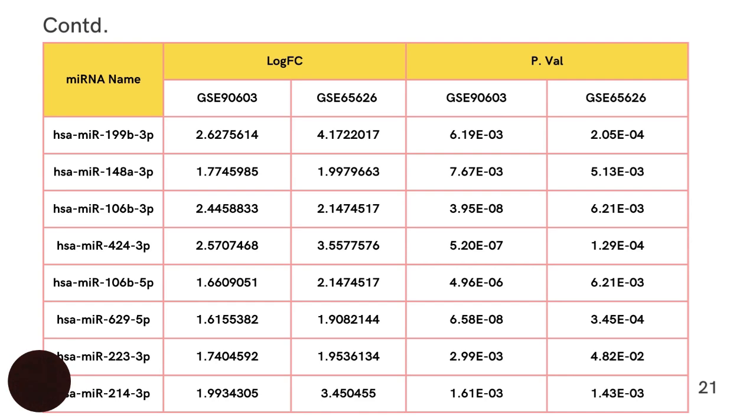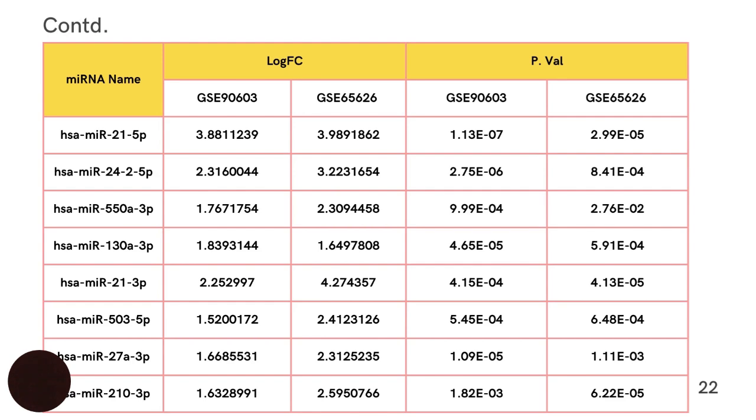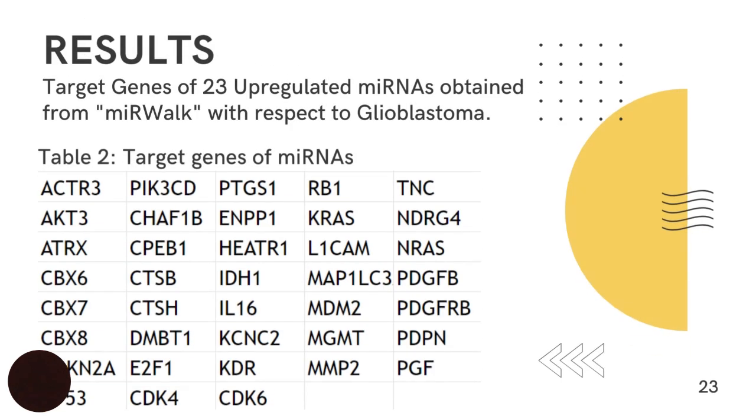This is just a continuation of the number of microRNAs I've taken. In total, there are 23 of them. Now, I need to find out which genes these 23 upregulated microRNAs were targeting. And they came out to be these target genes.